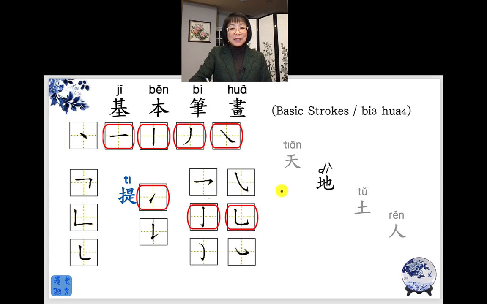So di is written like heng, shu, and then ti. That's the tu radical. And then we follow with a heng, zhe, gou, and then a shu, and ended with a shu, gou. So again, tu, heng, shu, ti, heng, zhe, gou, shu, and shu, gou. That's di.